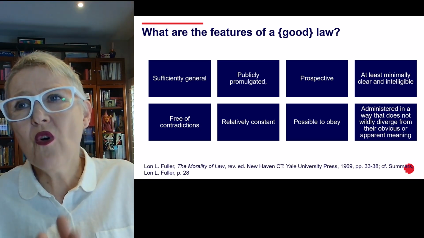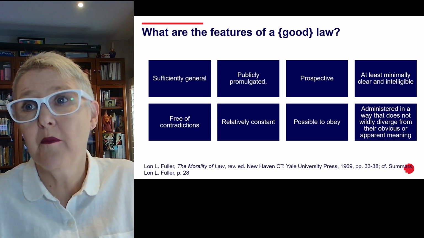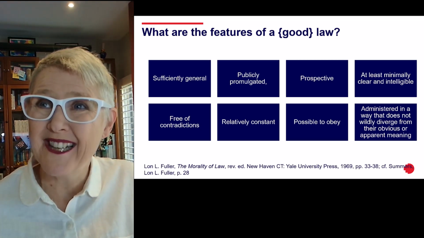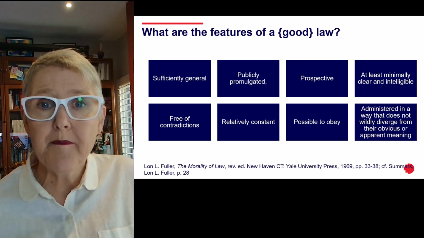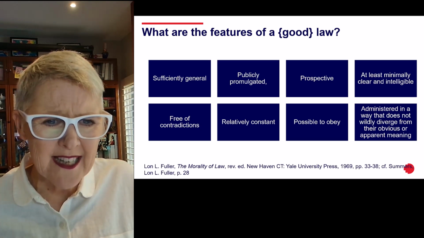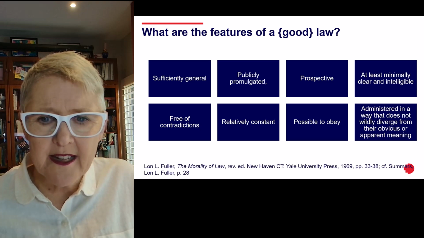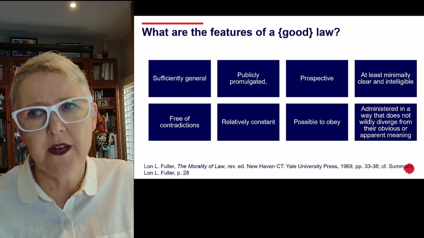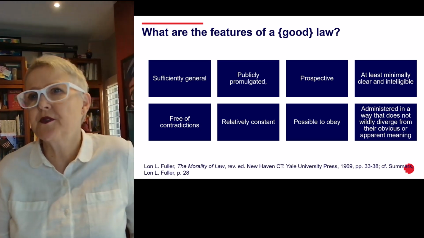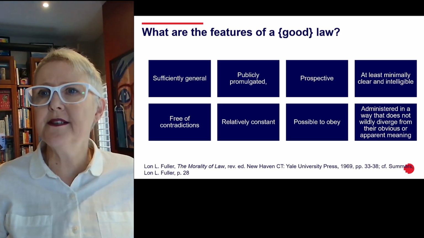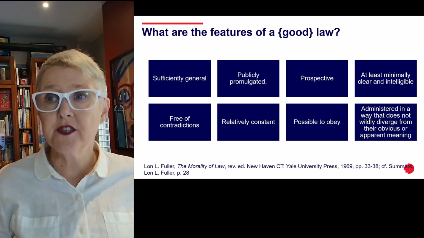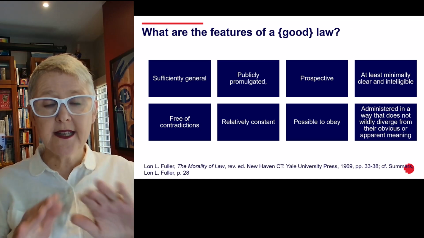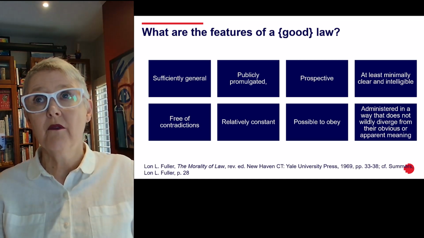And then the last one is that the law itself should be administered in a way that doesn't wildly diverge from their obvious or apparent meanings. In other words, it's a little bit going back to at least minimally clear and intelligible. But this is about making sure that laws are applied consistently and not capriciously, that we're not finding these tiny little rules that limit people's ability to live their lives, or to enjoy their freedom, or to do business. So Fuller calls these the principles of legality, and together he argues that they will guarantee that all laws will embody certain moral standards of respect, fairness and predictability that constitute important aspects of the rule of law. So notice there that this is like an ethical framework for building regulations.